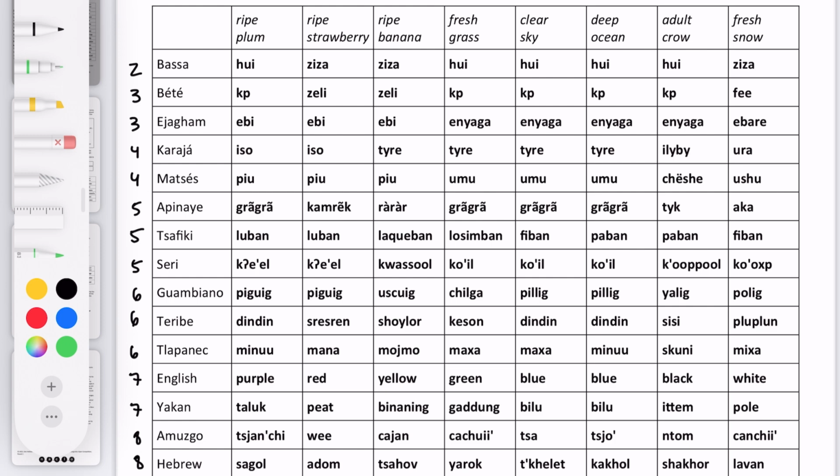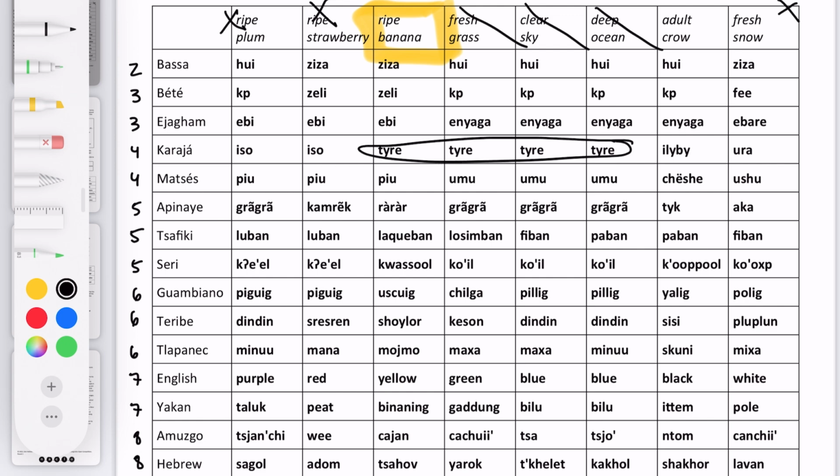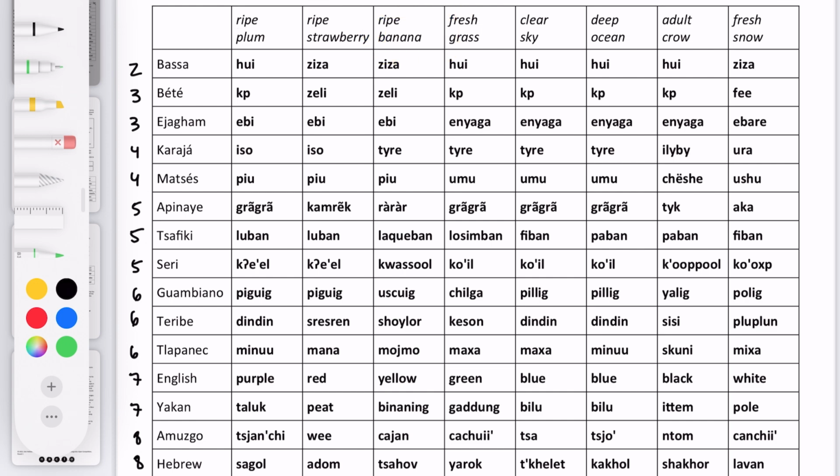So let's check ripe banana. It's not going to be ripe strawberry or fresh snow because they both have Ziza. It's not going to be ripe plum because this matches up. And it's not going to be any of these because they all have this same word, tire. But it still could be adult crow. So that also doesn't tell us that much, except that ripe banana could still be one of the A or B terms.